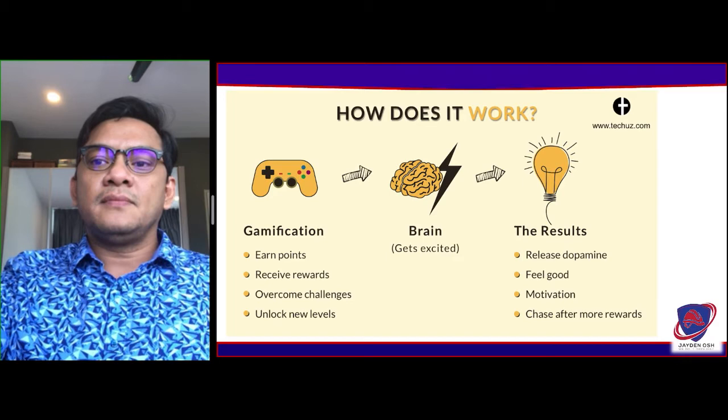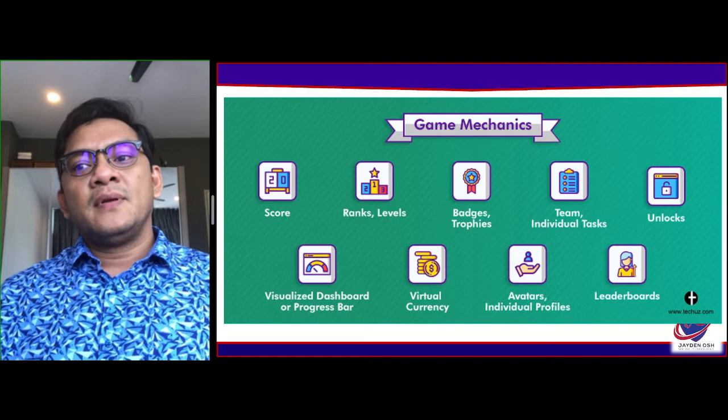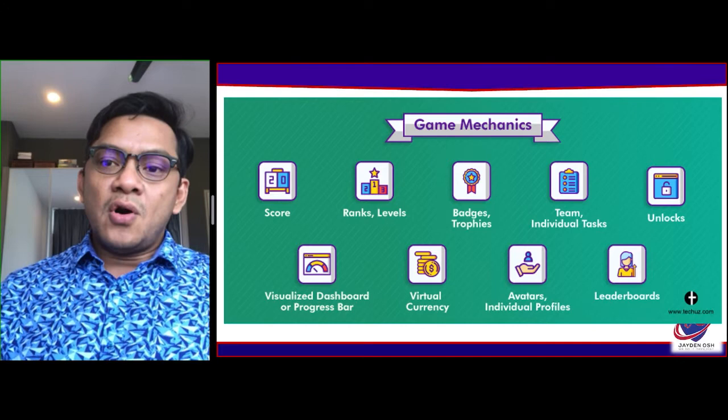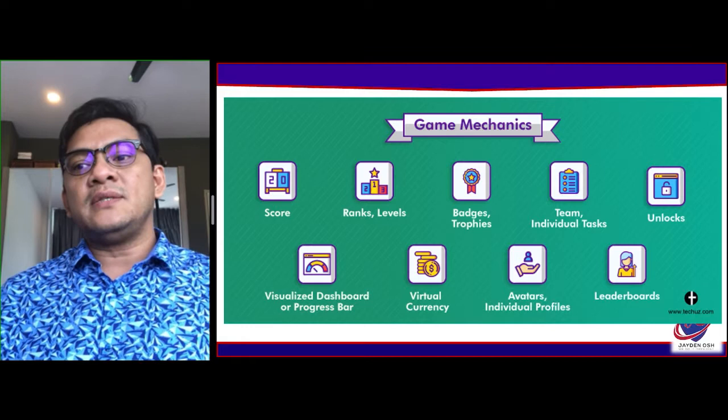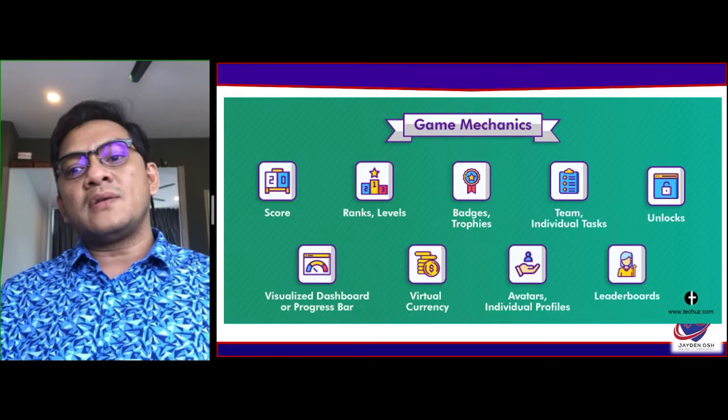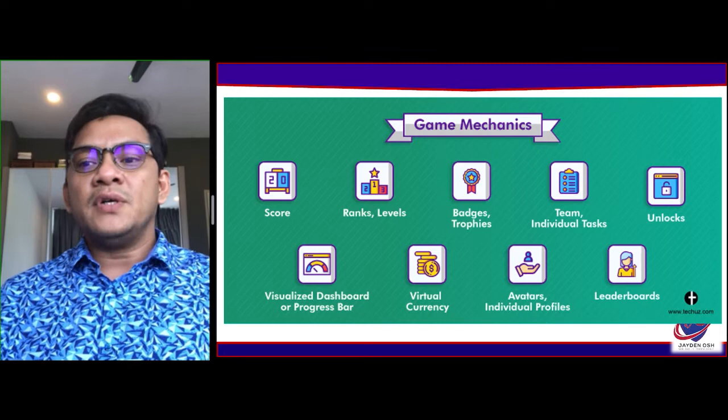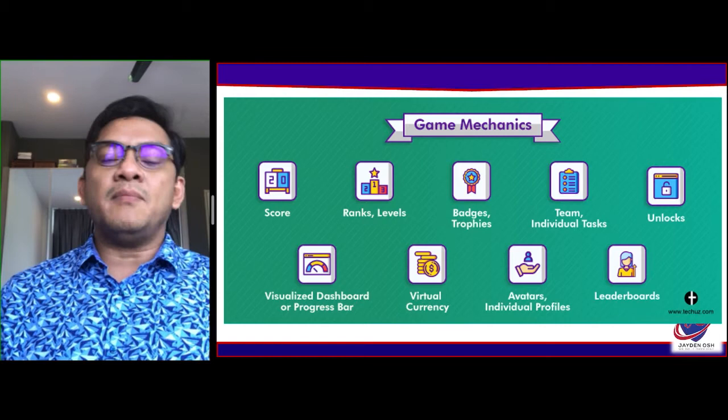Let's look at some of the game mechanics that you can embed: scores, ranks or levels, badges or trophies, tasks for teams, tasks for individuals, unlocks, visualized dashboard or progress bar, virtual currency, avatars, individual profiles, and leaderboards.